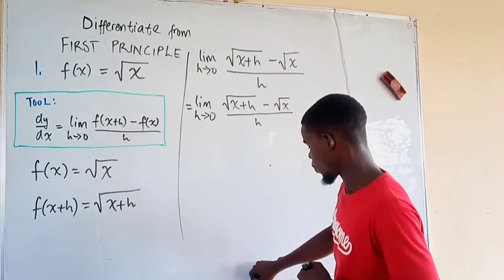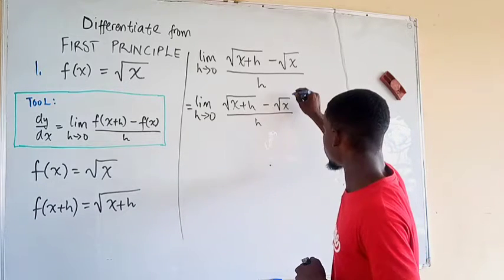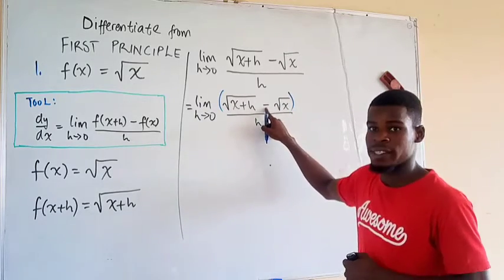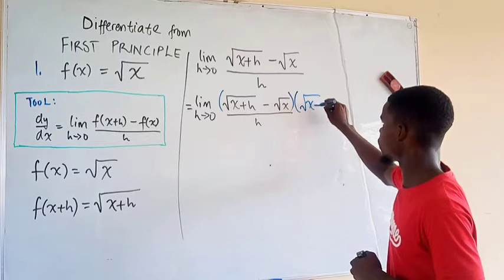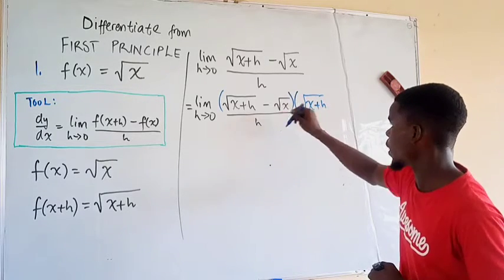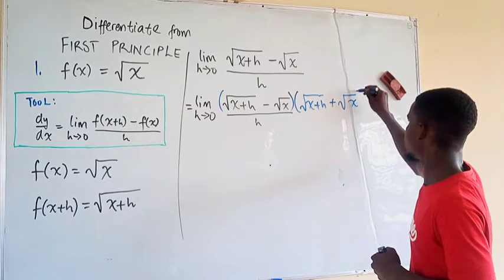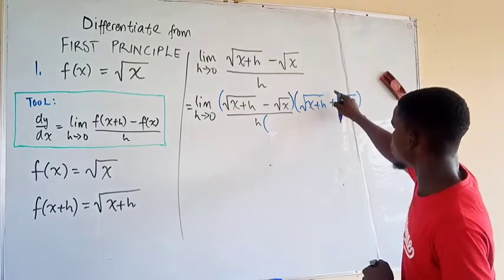I said I'm going to multiply this numerator by the conjugate of the numerator. That is just changing this sign to addition. So we're going to have square root of x plus h, plus, since this is minus we use addition, the square root of x. That is just the conjugate of the numerator. So we are going to multiply that to the top and the bottom.